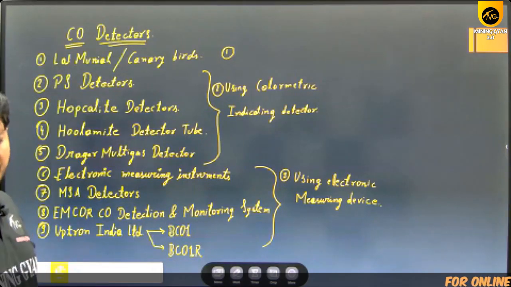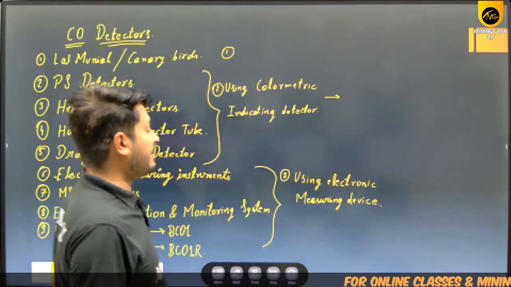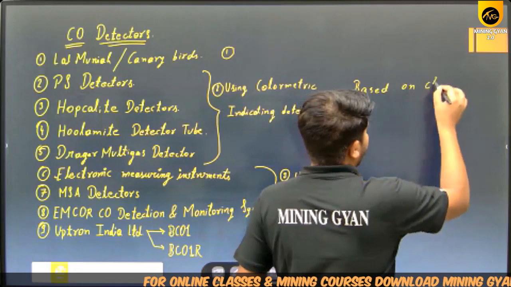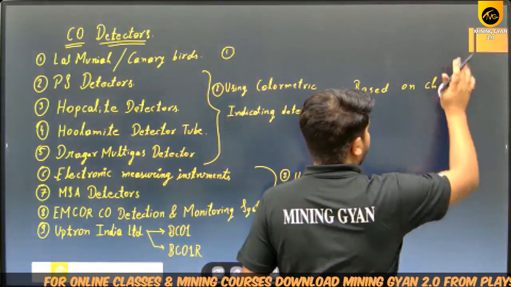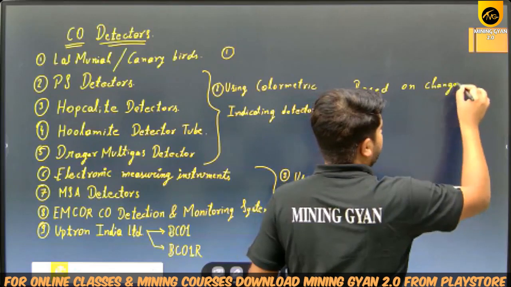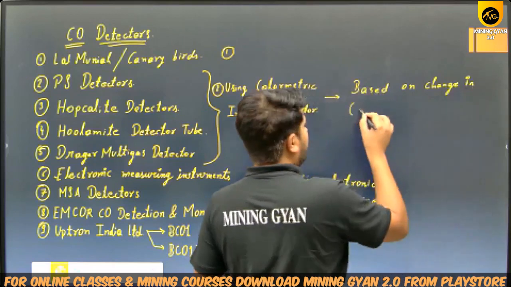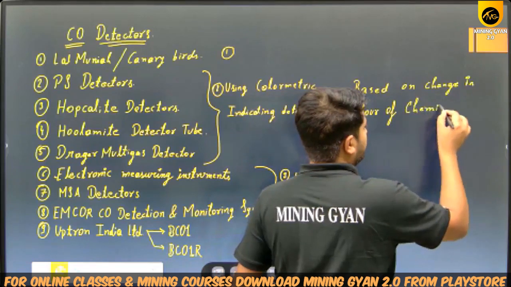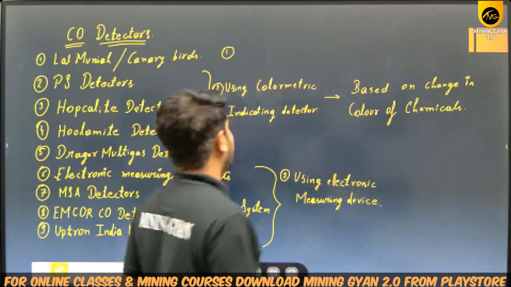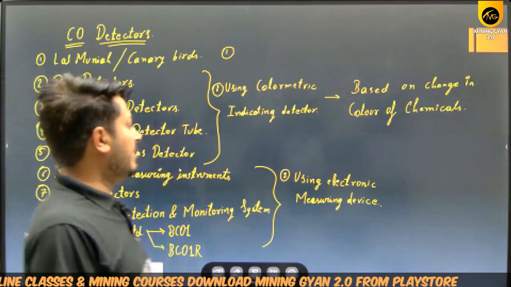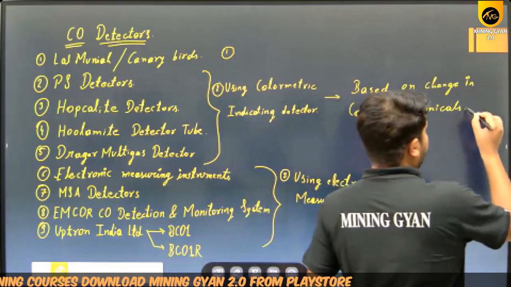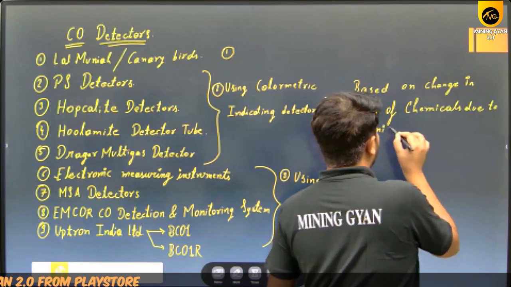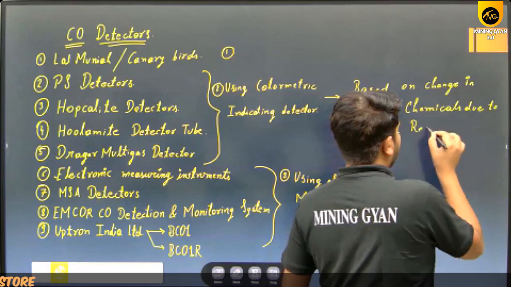Basically, if we talk about using colorimetric indicators, they are based on change in color of chemicals due to chemical reaction. Okay, this is the basic principle of colorimetric indicating detectors.